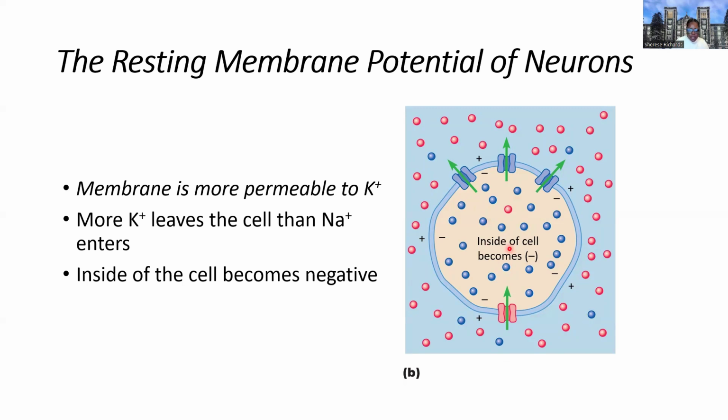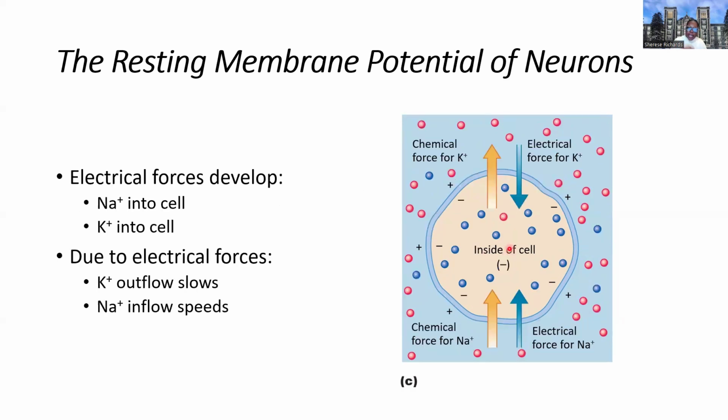So that's the chemical force. Now let's add to the picture the electrical force of both ions. So the electrical force of sodium is going to be into the cell, right? We can see the electrical force here for sodium. Now we have a negative environment inside the cell. We have an electrical force wanting to move it in. And same thing for potassium. Potassium is also positively charged. Inside of the cell is more negative. We have an inward electrical force for potassium as well.